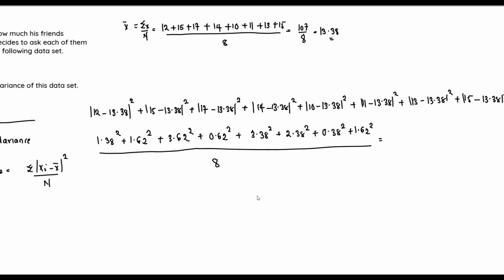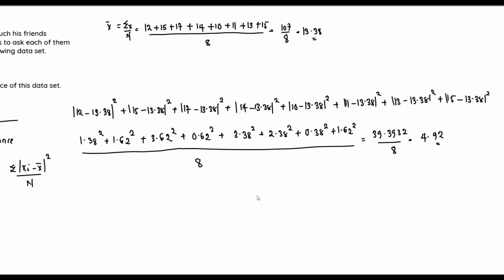So I'm going to be using my calculator to work on everything we have in the numerator directly. And from my calculator, we have our answer to be 39.3932 divided by 8, and that is going to give us 4.92, approximated to 2 decimal places. So the variance of our data set is actually going to be equal to 4.92.